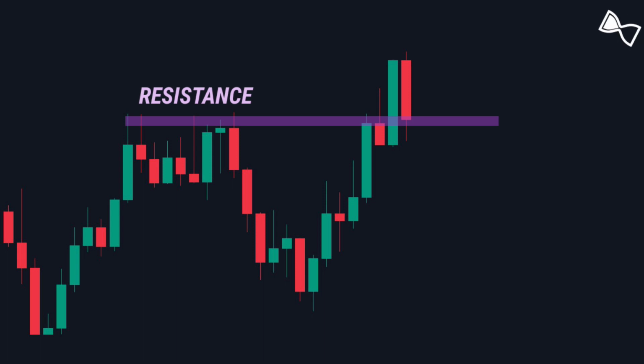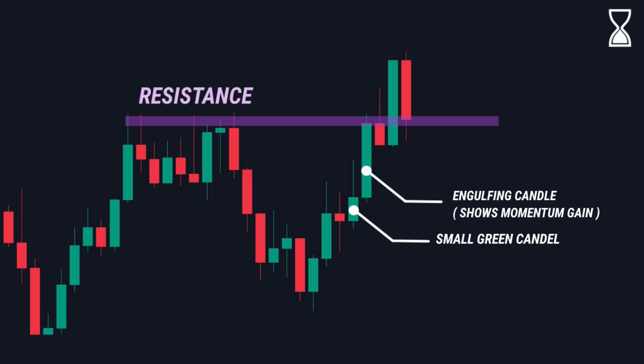Now look at what happens as price comes up here again. We have a small candle, and then a massive engulfing candle, which shows that price is picking up speed and momentum as it approaches this level, showing that buyers are in control.